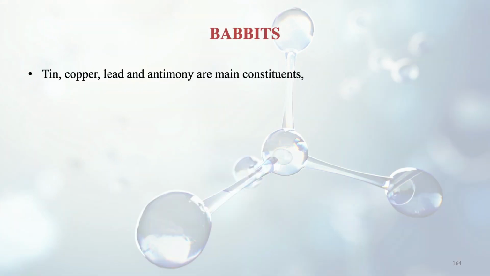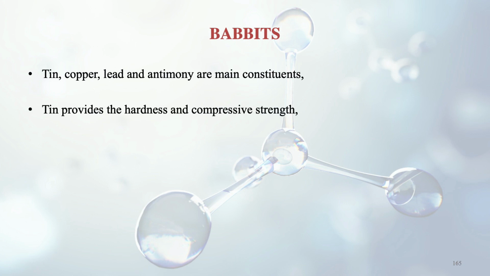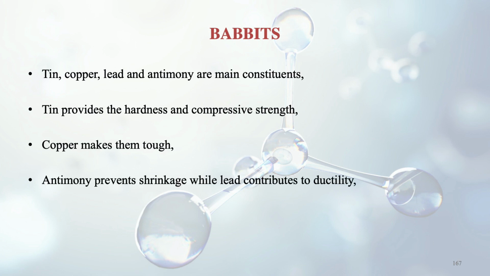So that's why we are now discussing babbitts. What are the properties of these? So tin, copper, lead and antimony. Actually there's a certain difference between babbitt and other bearing bronzes. Here antimony is coming in. Earlier we didn't see antimony. Tin provides the hardness and compressive strength. Copper in this makes it tough. Antimony prevents the shrinkage, while lead contributes to ductility. So these elements give different properties.